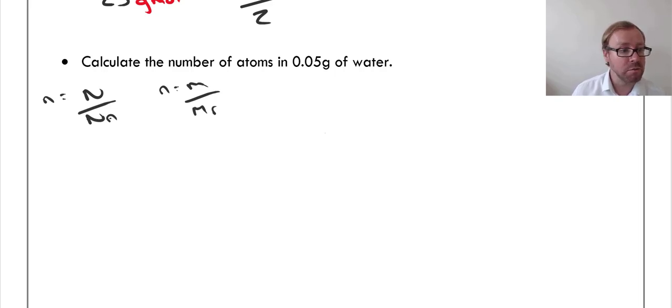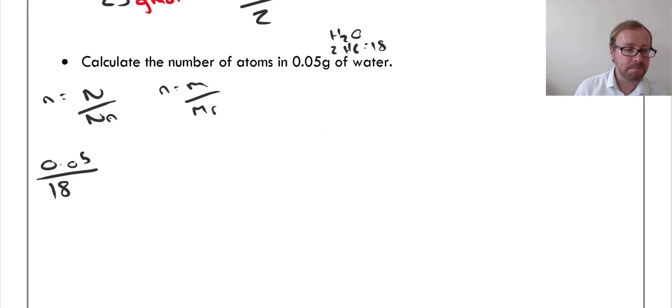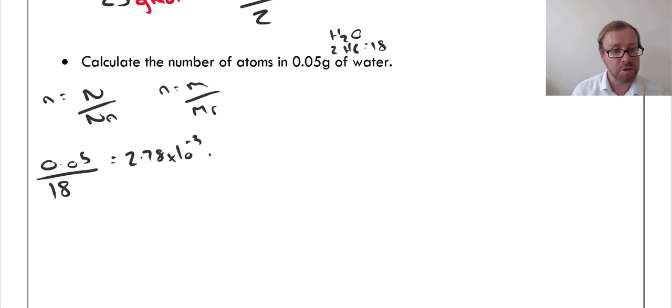So my mass of water is 0.05. My Mr is 18. You should be able to write this down. So Mr, we'll do it quickly up here. My Mr of water, H2O, is 2 plus 16, which equals 18. So this will give me my number of moles of water: 0.05 divided by 18 equals 2.78 times 10 to the minus 3 moles of water.